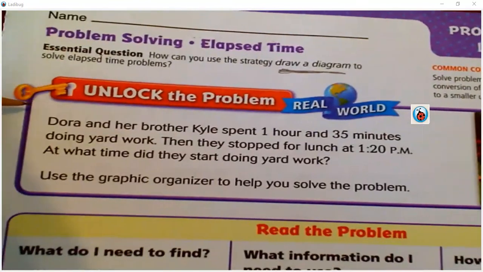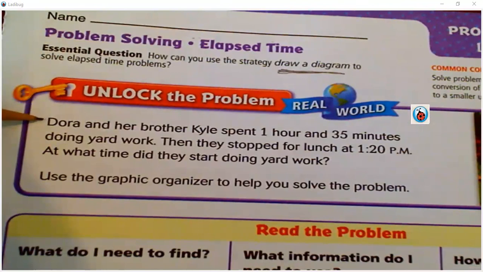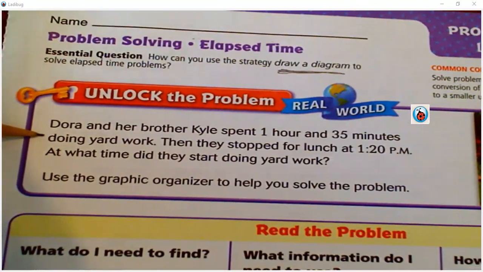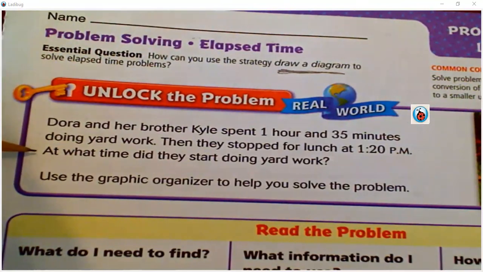So here's a problem for us to think about. Dora and her brother Kyle spent 1 hour and 35 minutes doing yard work. Then they stopped for lunch at 1:20 p.m. At what time did they start doing the yard work?